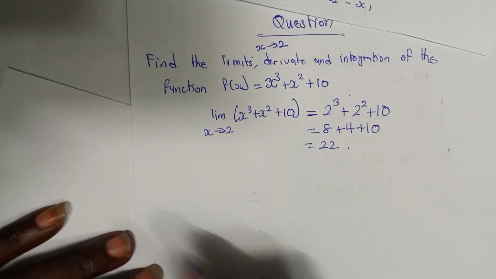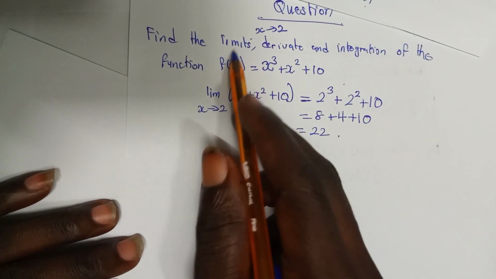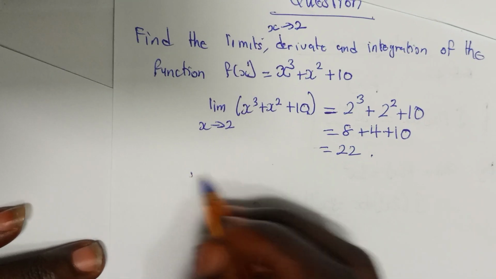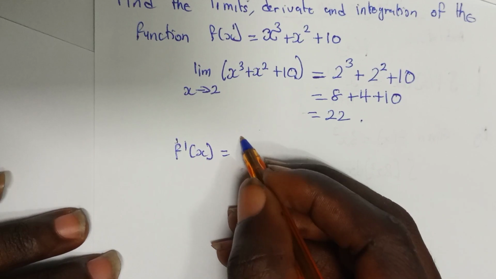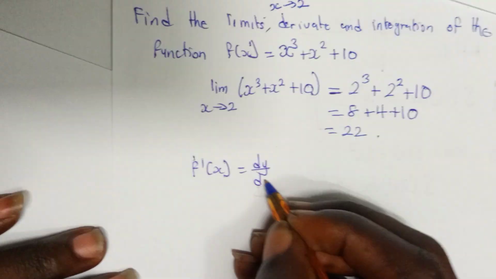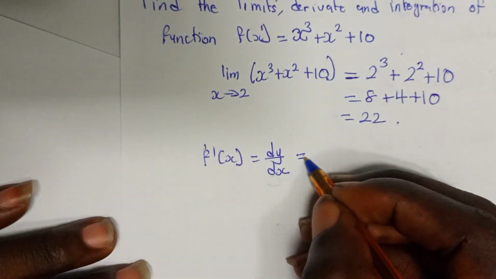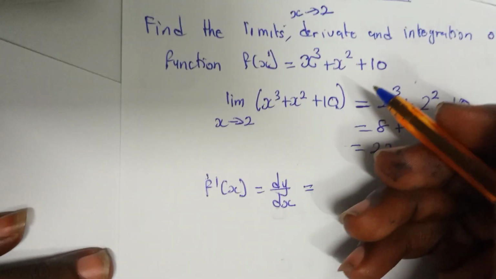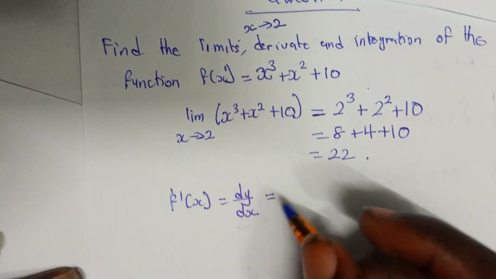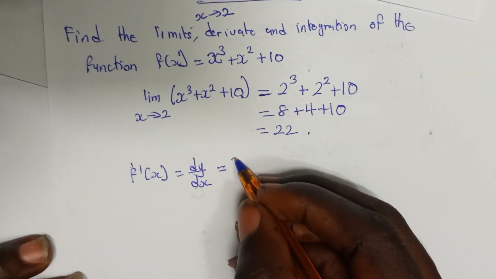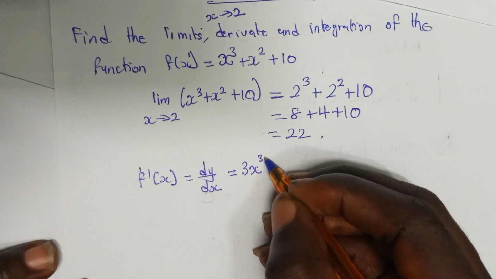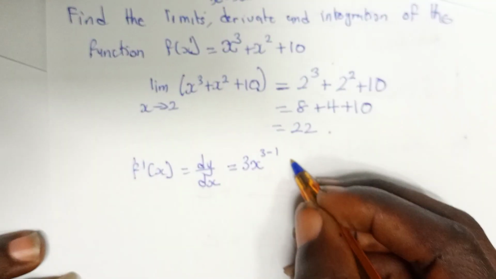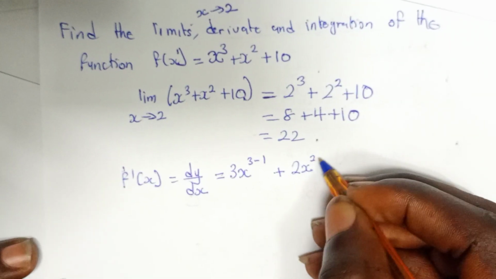Okay, so let's find the derivative of f of x. The derivative of f of x, which is f prime of x, which is equal to dy over dx, is equal to, per the formula, this will come and multiply this. So you're going to get 3x exponent 3 minus 1, plus 2x exponent 2 minus 1.